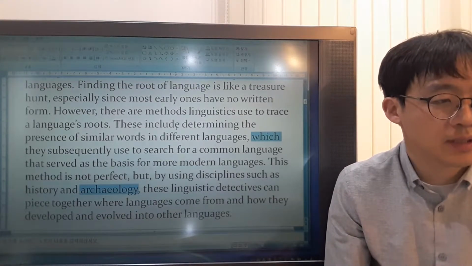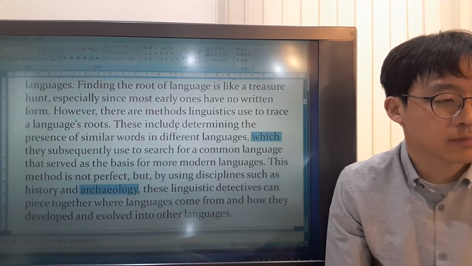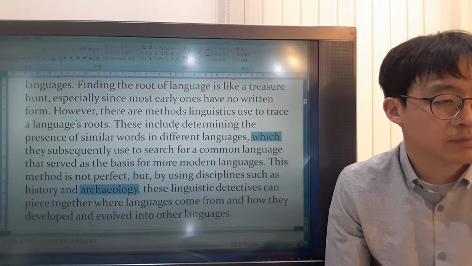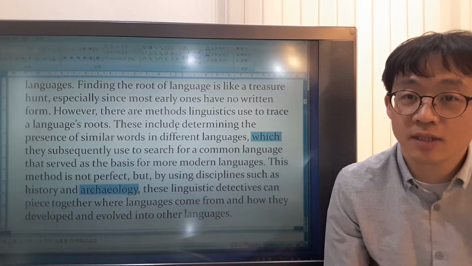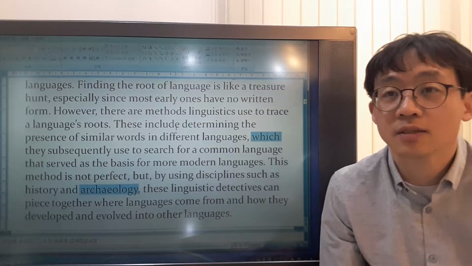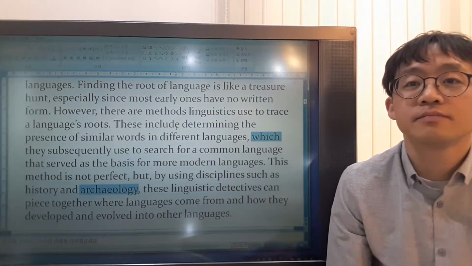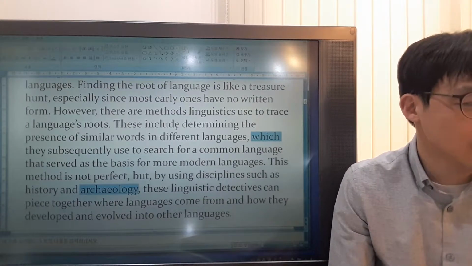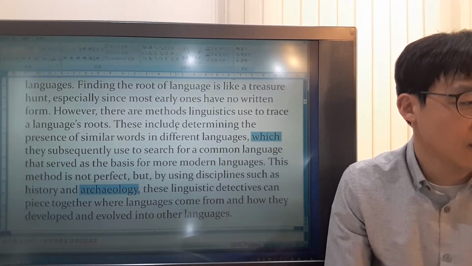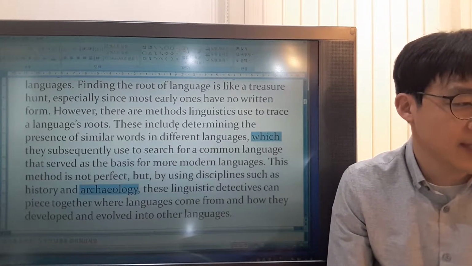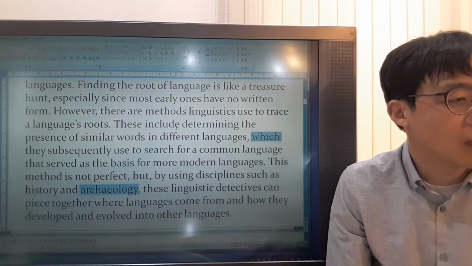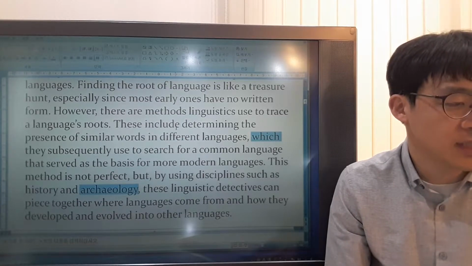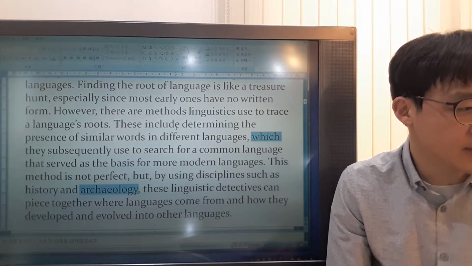Discipline is the area of study, all right? A subject for study. Archaeology is the study of past societies and people by examining the remains of their buildings or tools or other things.